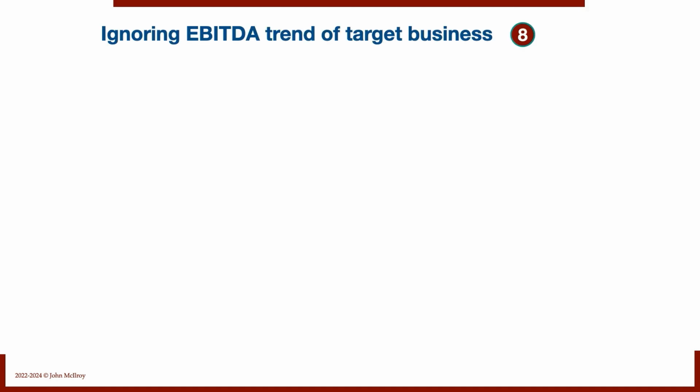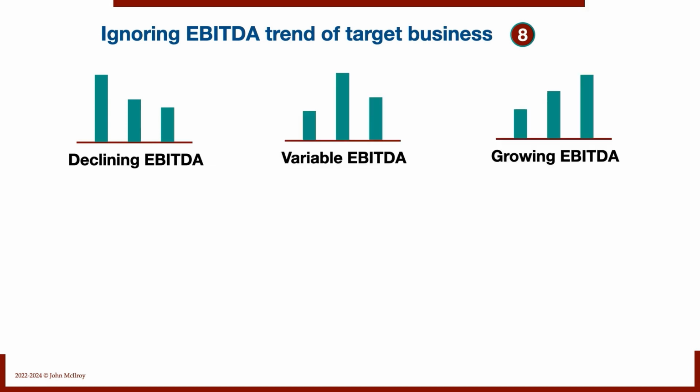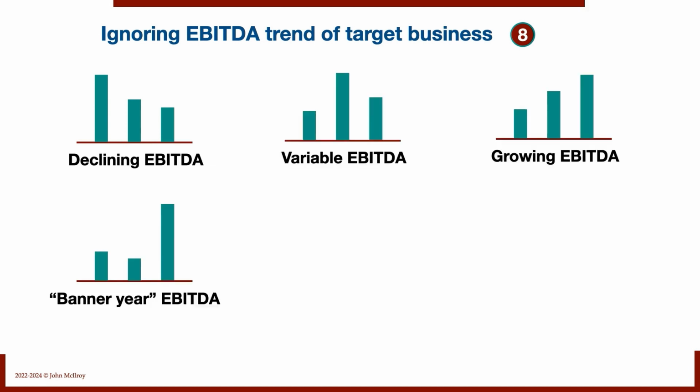The next one is ignoring EBITDA trends when it comes to the target businesses. In our video on financial analysis, we talked about situations where EBITDA is declining year to year. Sometimes it's variable year to year, or it could be growing. Or, of course, the fourth one, the famous banner year, where the year of sale has a tremendously high EBITDA.